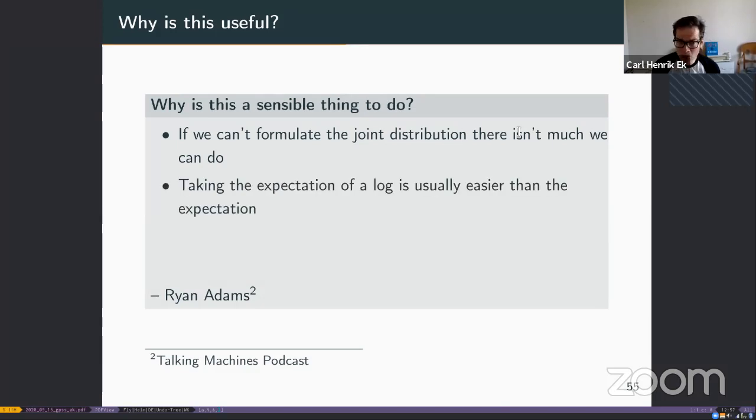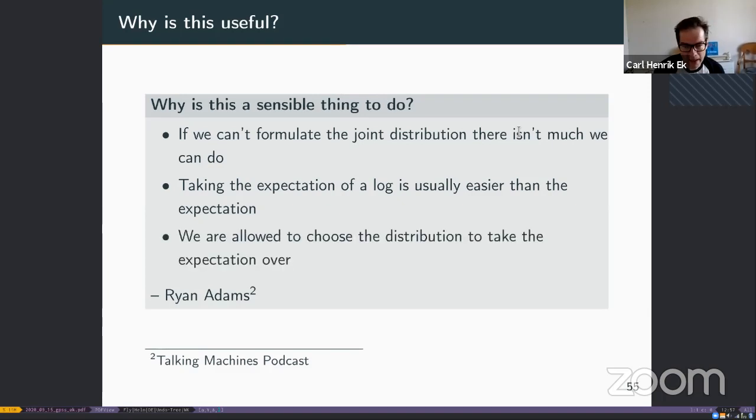Second thing is, you're taking the expectation of a log if you do the KL. That is usually easier than taking the expectation because of what we said before: most distributions that we work with are exponentials. And the last thing is the expectation is over Q, and you're allowed to choose Q, which means you can pick a distribution so that you can compute this expectation. And that is his motivation, which I agree with a lot.